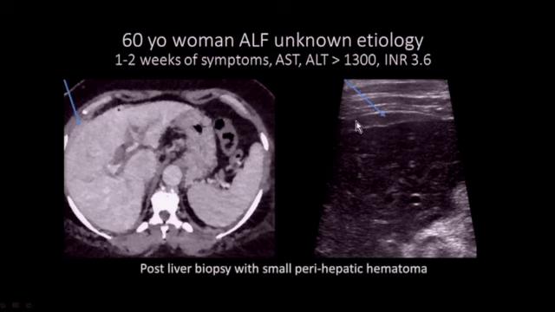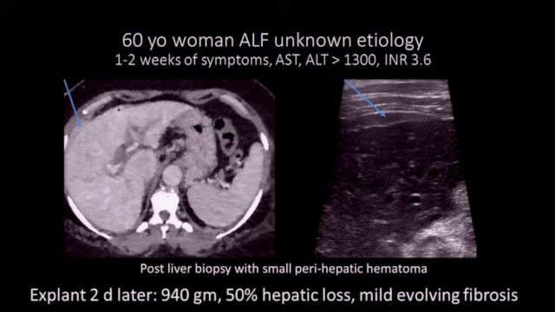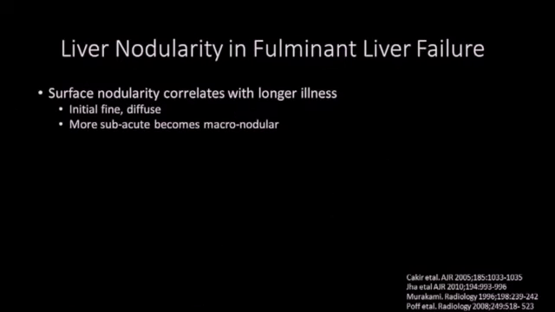You can see this is the little hematoma that she had, kind of hypoechoic, not terribly heterogeneous. She had a liver transplant 2 days later with a small liver and a significant amount of necrosis with some very mild evolving fibrosis.